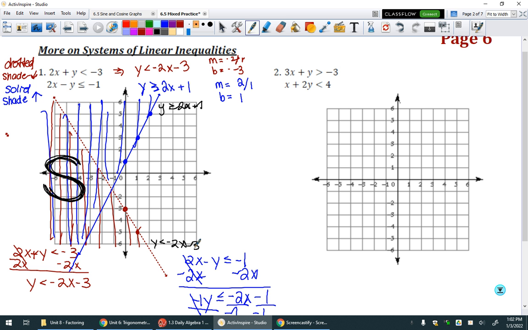Okay, now here's the difference. If there's no equal sign on the inequality, it's a dotted line. So when you connect them, you're just going to draw it as a dotted line. Okay, so just go ahead and draw it as a dotted line.